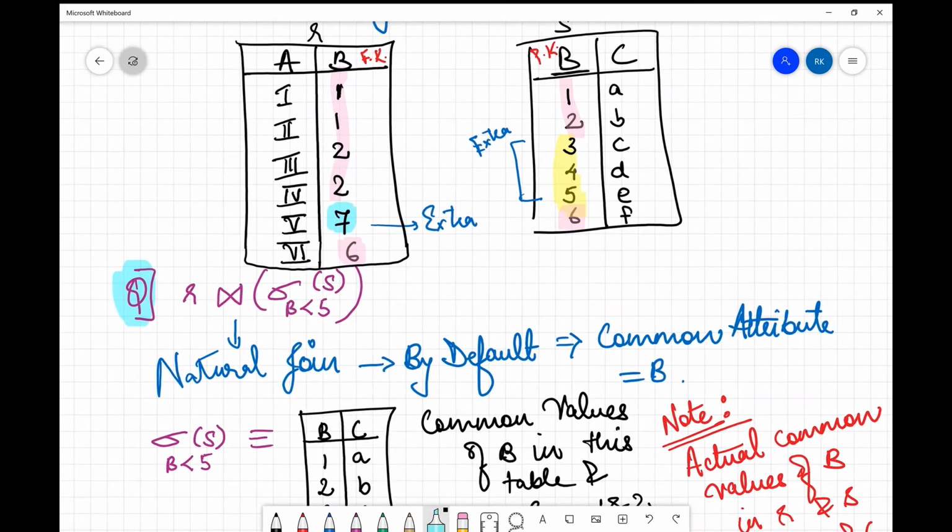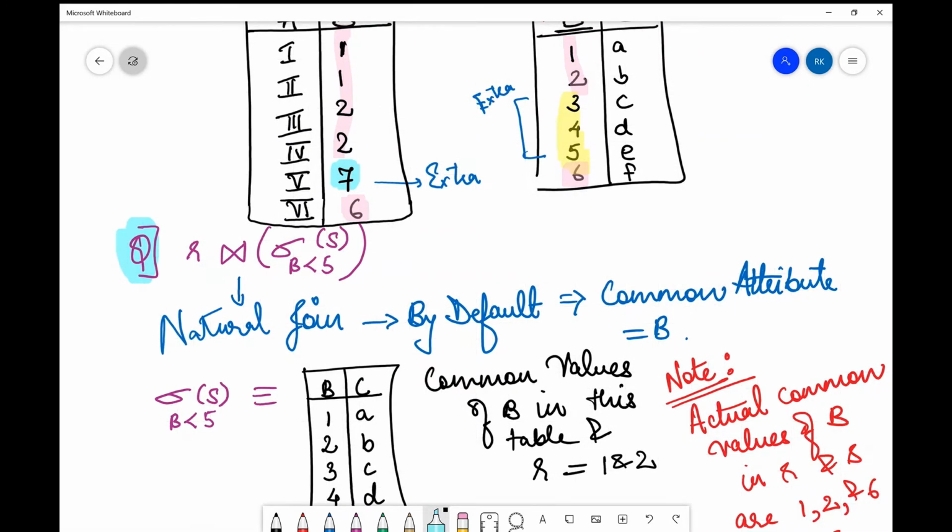Okay, so over here, this symbol is for the natural join. Therefore by default the common attribute over here is B, so we'll perform the join on B. Then on the right hand side, as we have already discussed, this is basically a selection of a subset of records which satisfy the condition that B is less than 5.